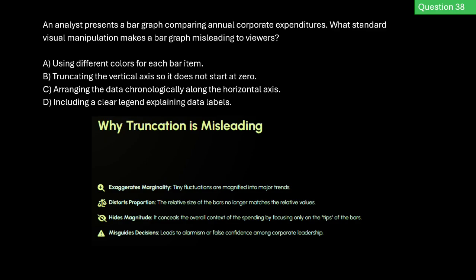So a tiny 2% difference in corporate expenditure can suddenly look like an enormous 500% spike because the bars are starting near the top of their actual values. So this destroys the visual proportion and fundamentally misleads the viewer. Now let's look at our options to see why the other choices represent good, honest chart design rather than manipulation.